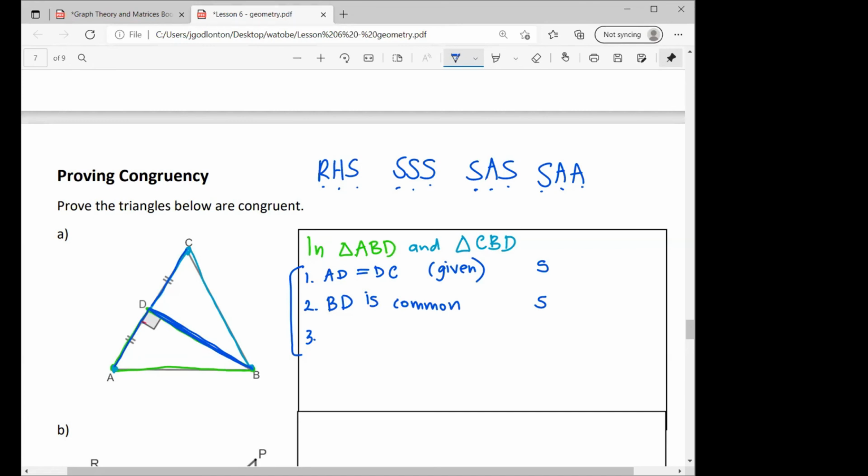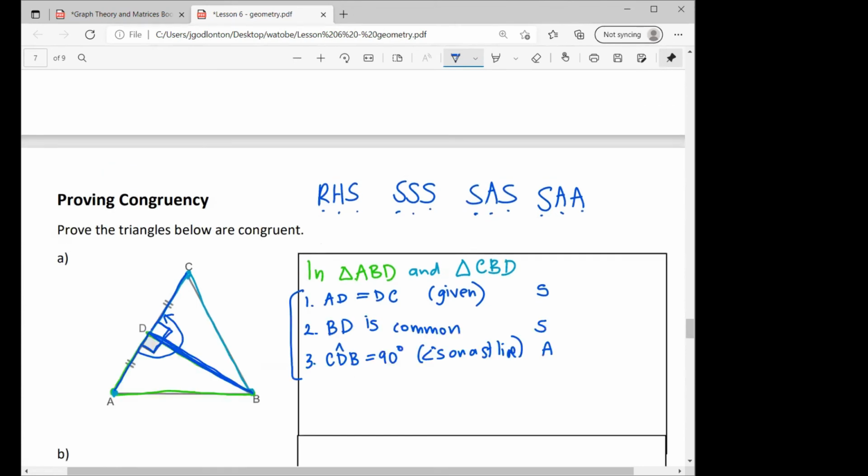Then I know that if that's 90 degrees and this is a straight line, then this must also be 90 degrees because of angles on a straight line. So I can say angle CDB equals 90 degrees because of angles on a straight line. This is when our geometry comes in, and that is an angle.